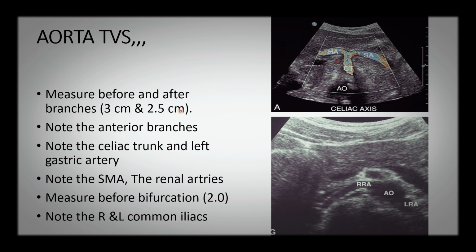So in this sonogram, we can see this is the celiac trunk, which gives out the hepatic artery and the splenic artery. In this image, you can see the aorta giving out the right renal artery and the left renal artery. Alright, whereas this hyperechogenic walled structure is the superior mesenteric artery. These other structures we shall see as we continue.